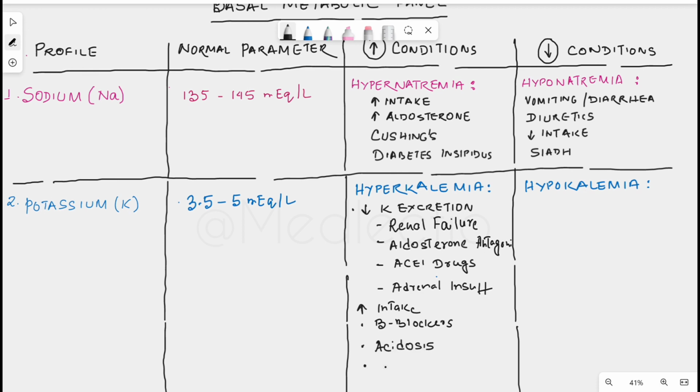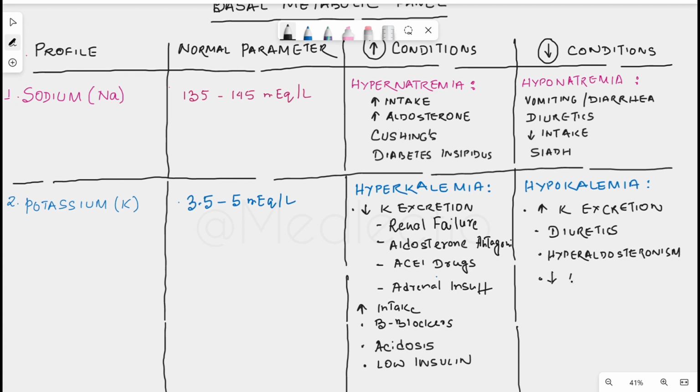Then in acidosis, metabolic acidosis will cause less potassium excretion, and low insulin will cause less potassium intake into the cells. Increased potassium excretion can cause hypokalemia. The causes can be diuretics; for diuretics I will do a separate video. Hyperaldosteronism can cause increased potassium excretion, and decreased intake.